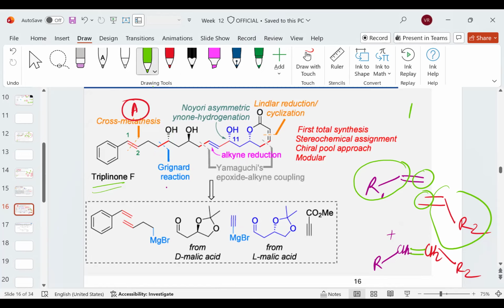So Grignard reaction, we have the ketone. We can add the Grignard R MgBr, let's say R2 MgBr. This R2 attacks here, and this molecule gets converted into the corresponding alcohol. So that's what was done here. So here bond cleavage can be achieved from this one Grignard reaction. So this is the second B fragmentation we can do.